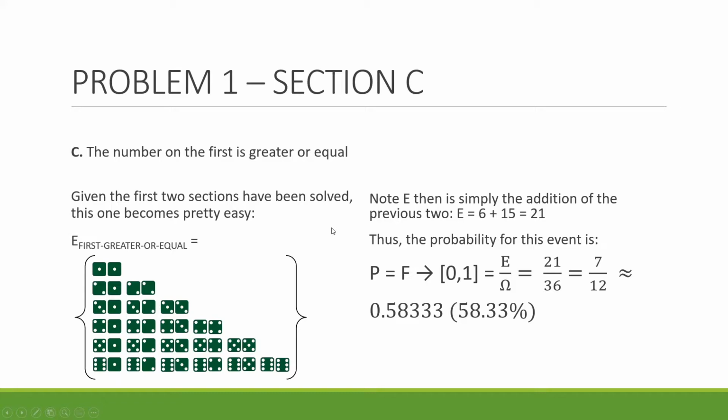So that gives us our E amounting to 6 from the first one and 15 from the second one, at 21. So the probability for this event amounts to E over the sample space, that's 21 over 36, and simplifying that's 7 over 12, or 0.58333 or 58.33%.